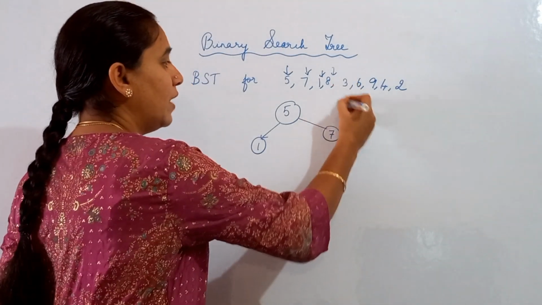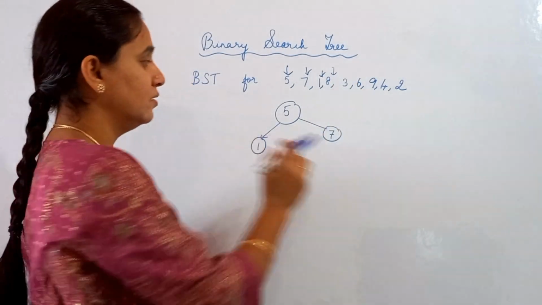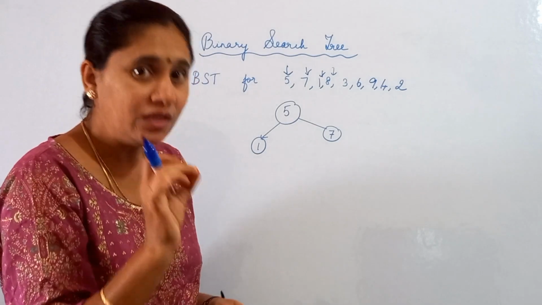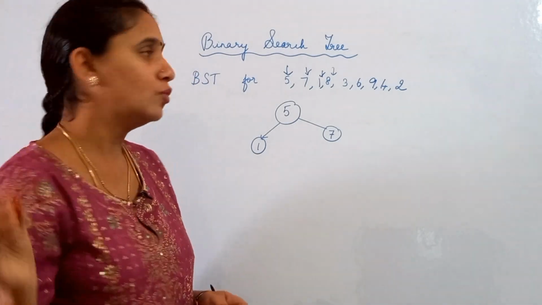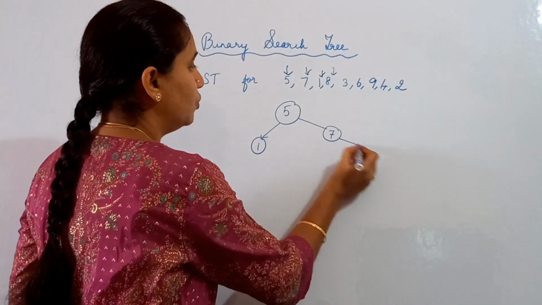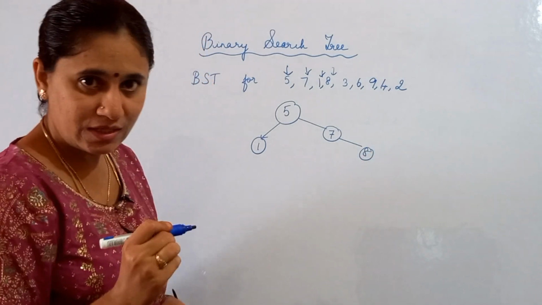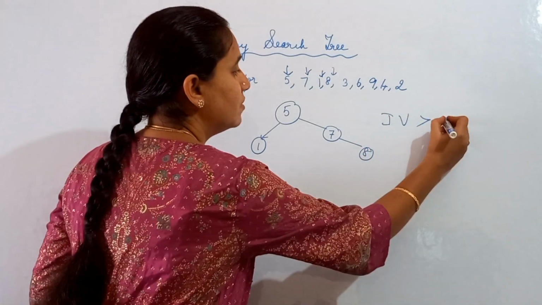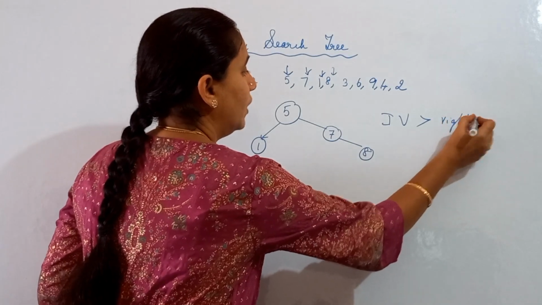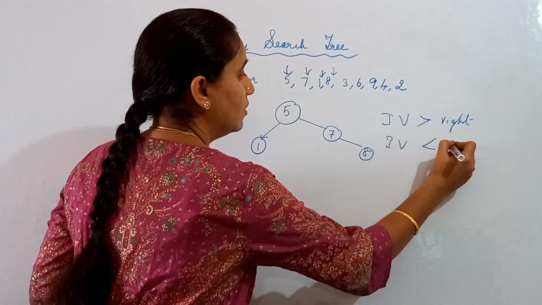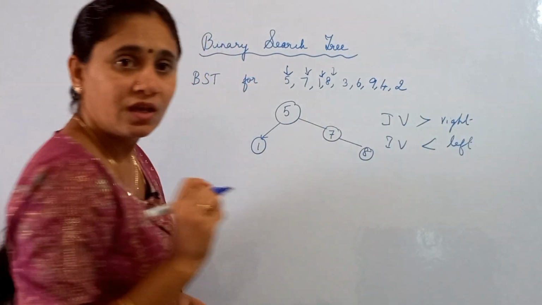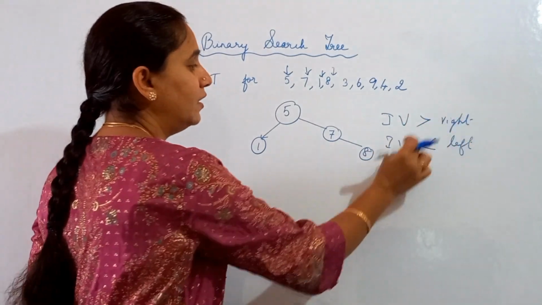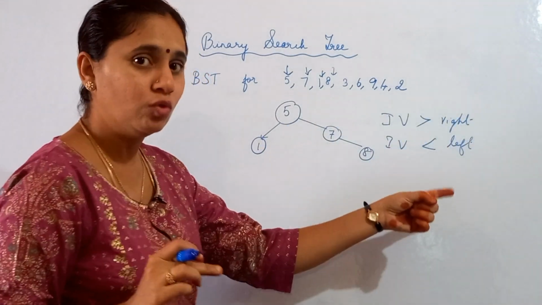The incoming value is greater than the root node. So greater, put it here. Can you understand? Okay. See, incoming value greater means right side. Then incoming value lesser means left. Greater right, lesser left. Please make a note of it.